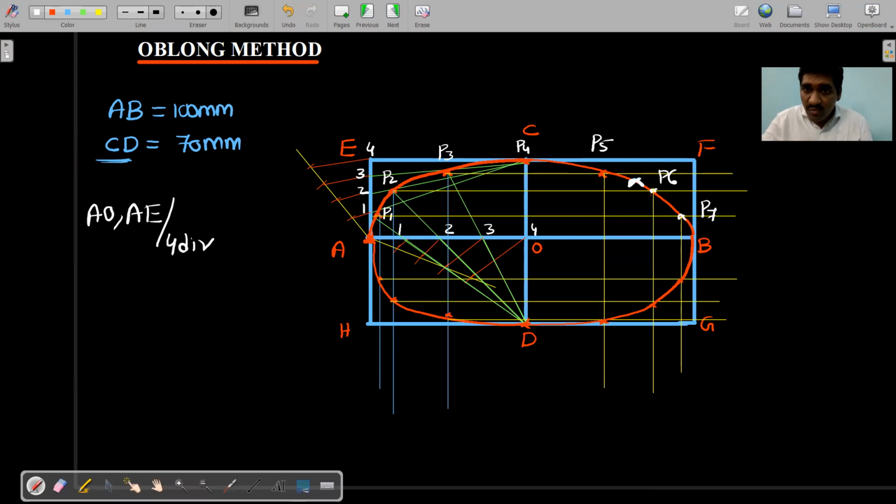Are you following, all of you? At this point P, I want to bring out the tangent. How is it possible? To draw a tangent in this rectangular method, first of all, we have to locate the focus points or fixed points. I told all of you clearly, half of the major axis is always equal to what? The distance from the end of the minor axis to any one of the focus points.